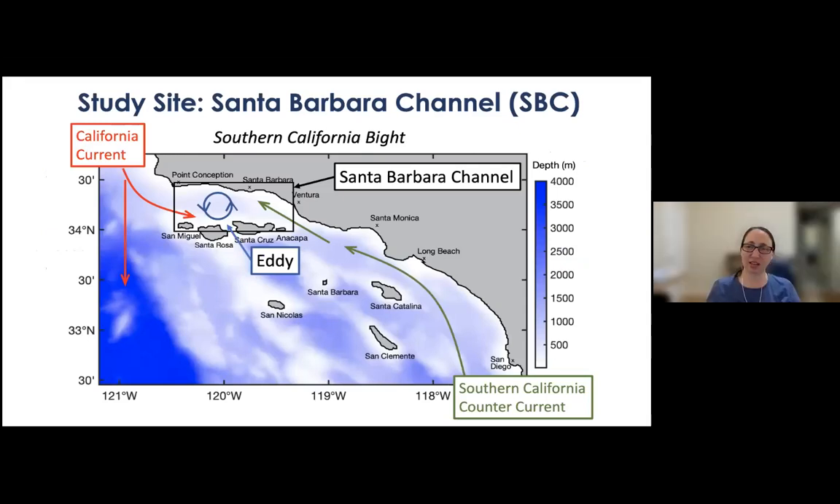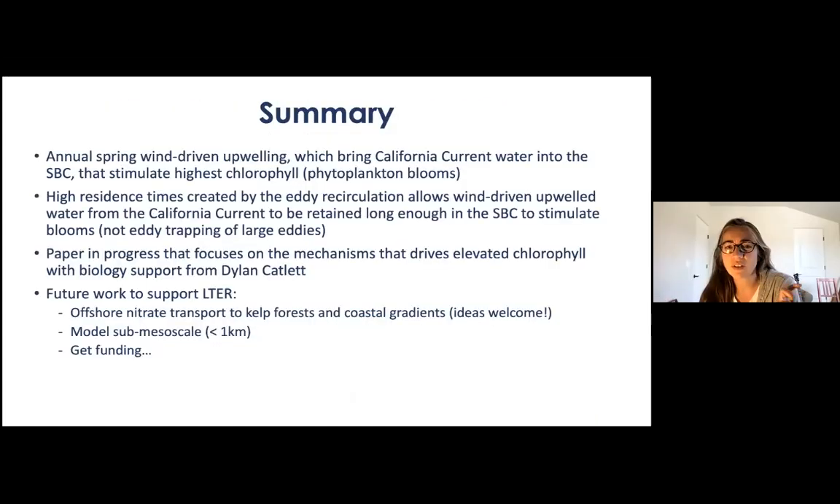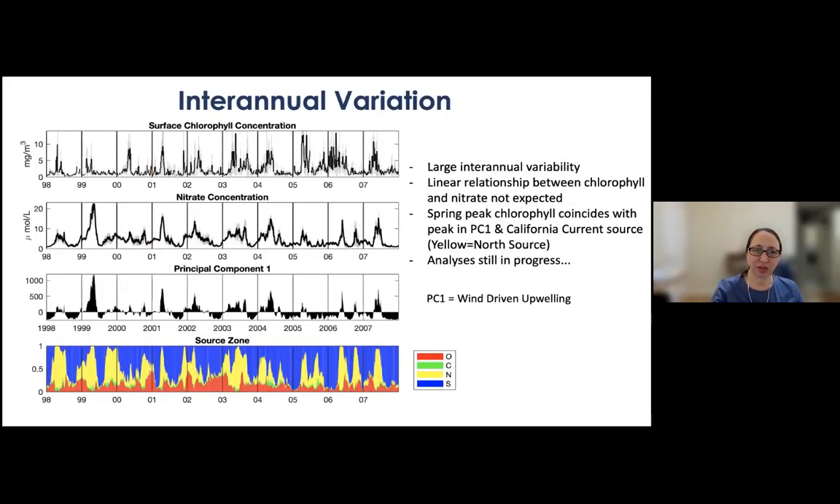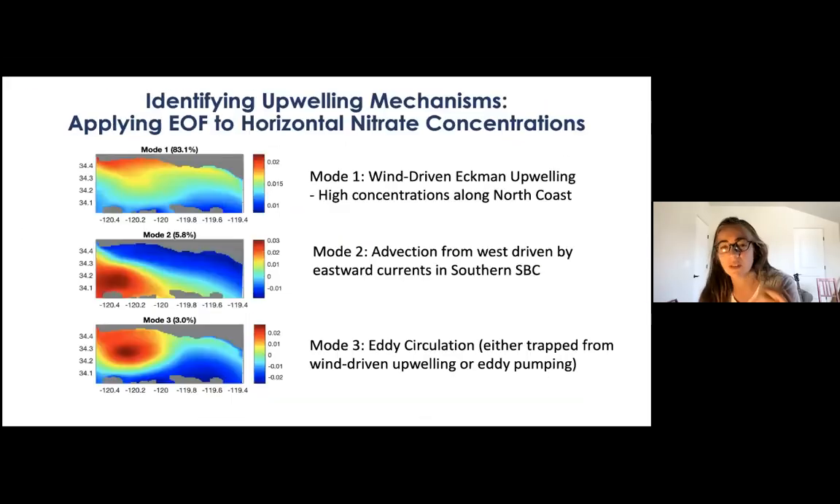I have two questions. One is a dumb question about EOFs. So you said that the EOF3, the Eddy mode, accounted for that 3%. The way to think about the 3% is it accounts for 3% of the variability. That's not the same as saying that it is 3% of the time.